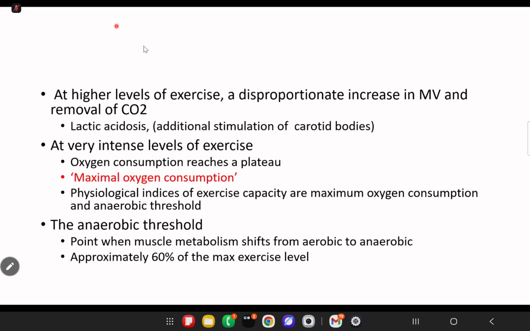Okay, so the anaerobic threshold is the point at which your muscle metabolism will switch from aerobic to anaerobic, and it's around 60% of maximum exercise level.